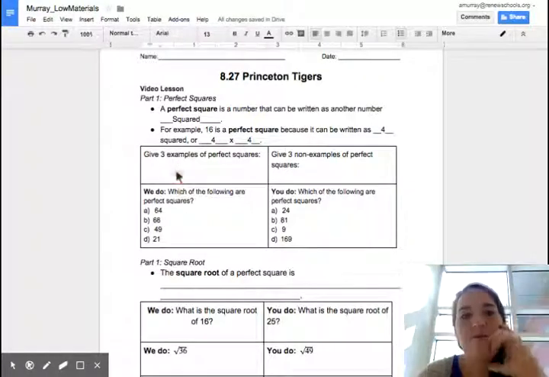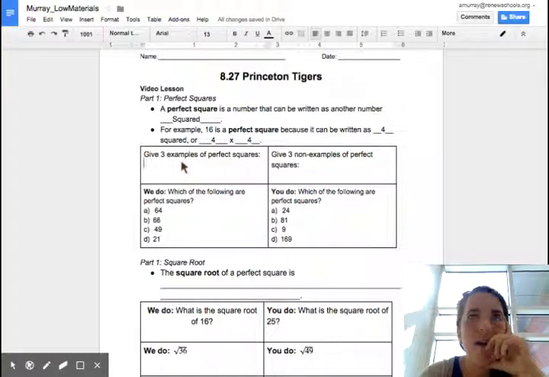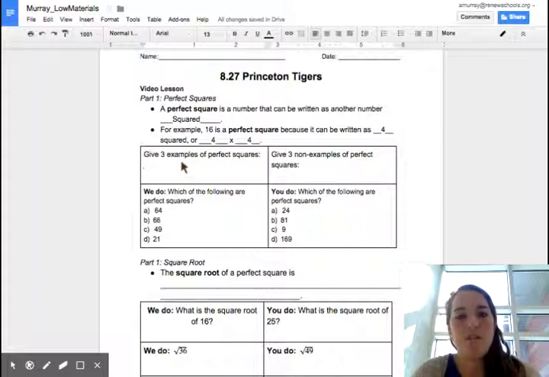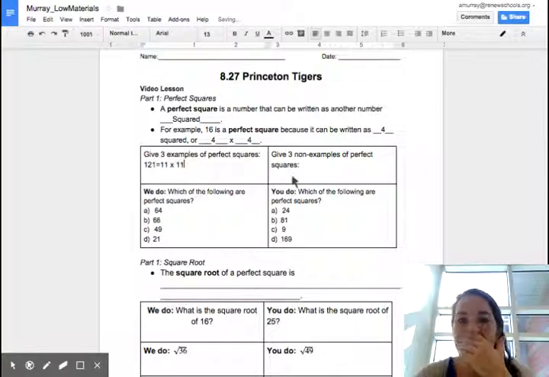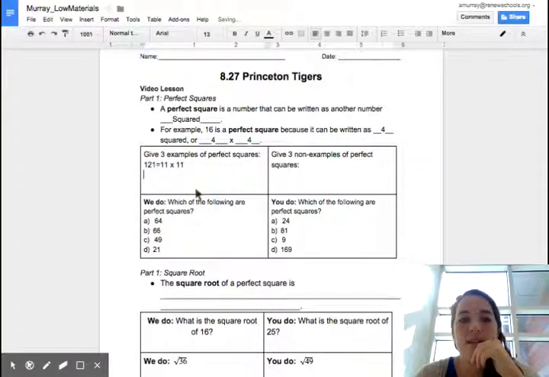All right, so let's review some examples of perfect squares. I'll give you one example of a perfect square, and then you give me 2 more. So 121 is a perfect square because it equals 11 times 11. Now give me 3 more examples of perfect squares.